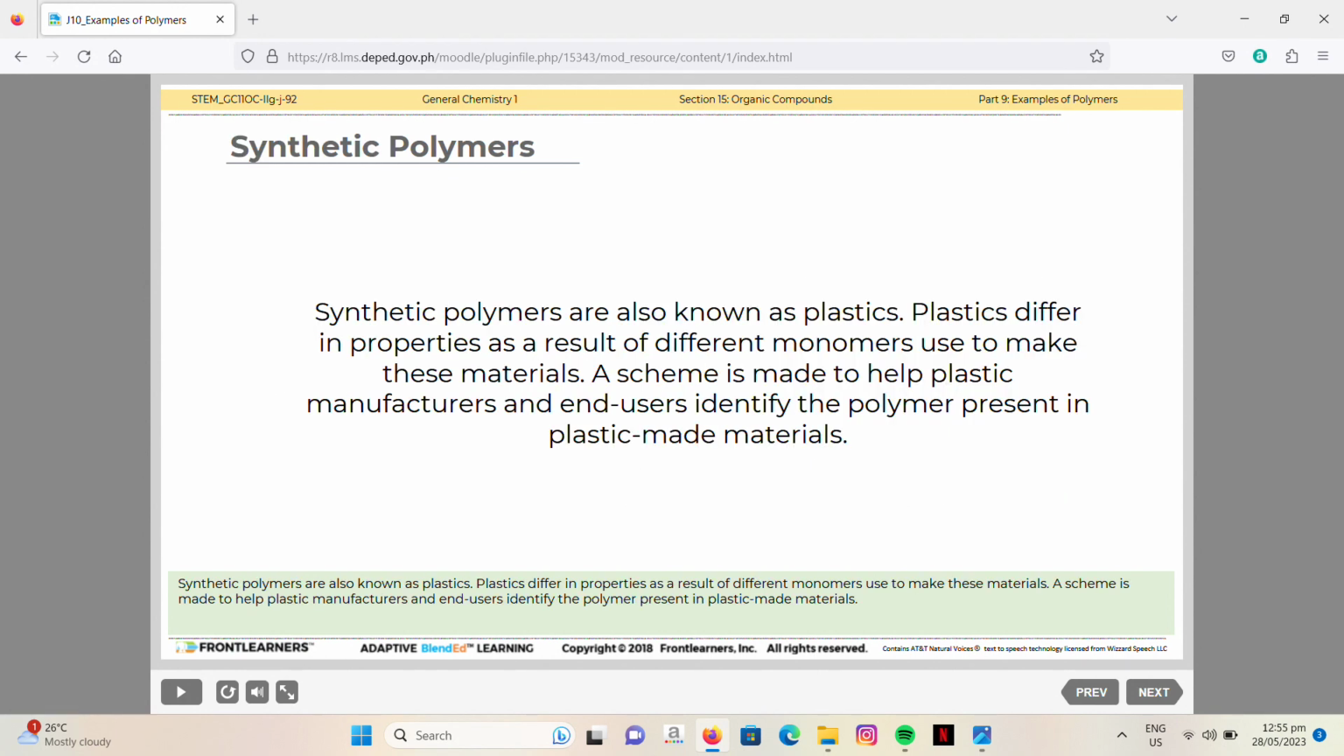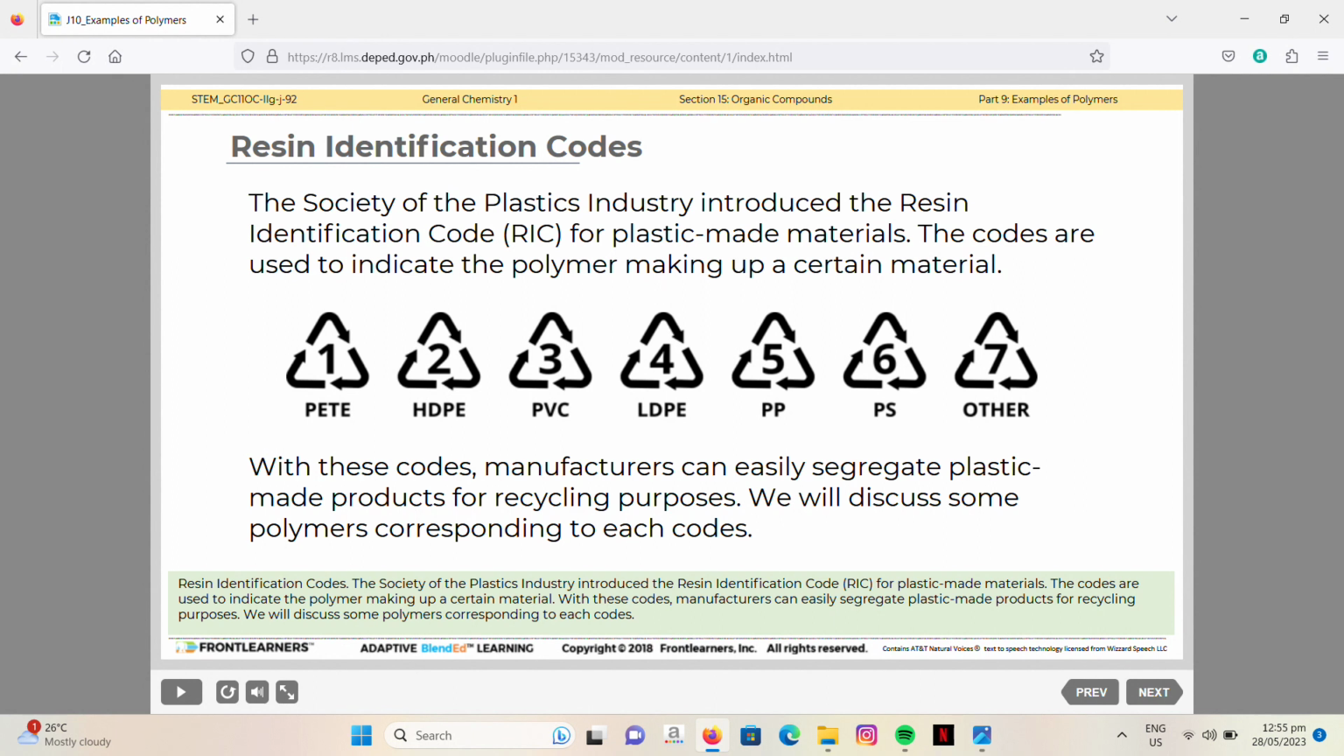Synthetic polymers are also known as plastics. Plastics differ in their properties as a result of different monomers used to make these materials. A scheme is made to help plastic manufacturers and end users identify the polymer present in plastic-made materials. The Society of the Plastics Industry introduced the Resin Identification Code (RIC) for plastic-made materials. The codes are used to indicate the polymer making up a certain material. With these codes, manufacturers can easily segregate plastic-made products for recycling purposes. We will discuss some polymers corresponding to each code.